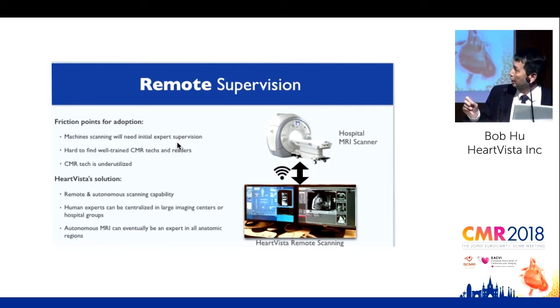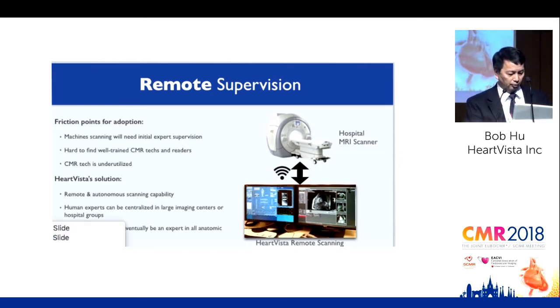And so in this particular case, we also have a remote scanning capability so that as you're doing this study, as the machine is self-scanning, you're able to have an experienced operator remotely that can monitor the situation and, if need be, intervene on behalf of the actual scanner.